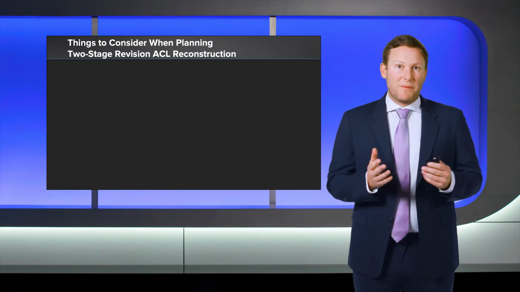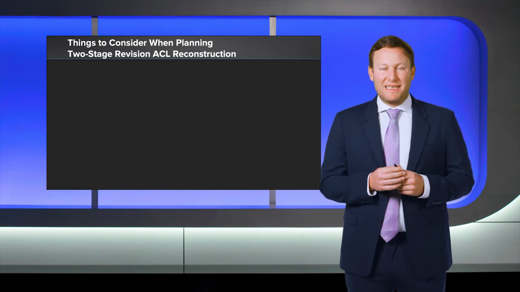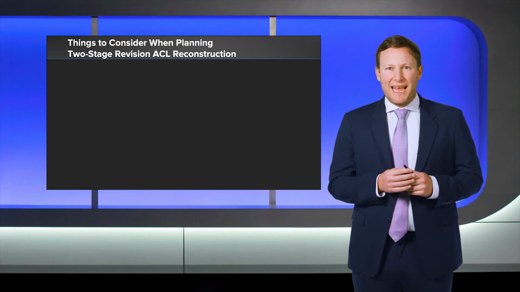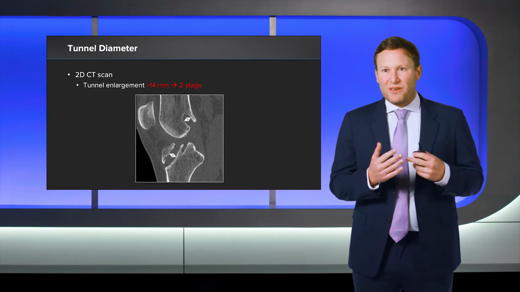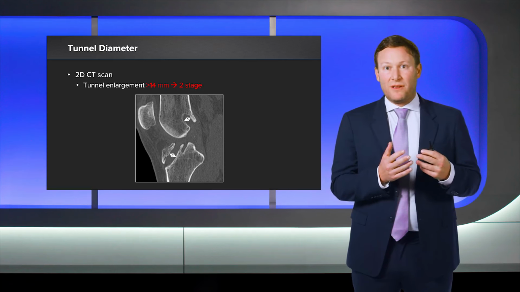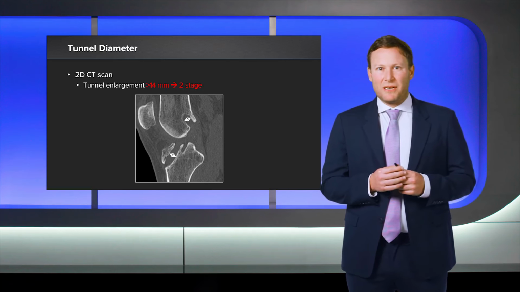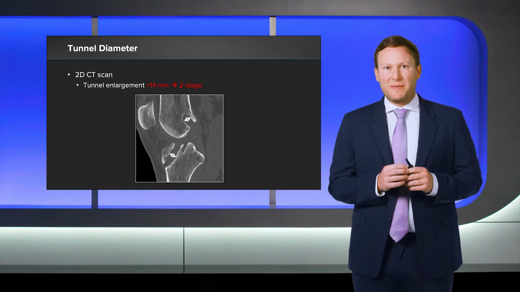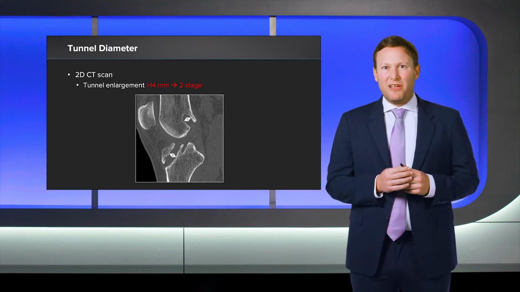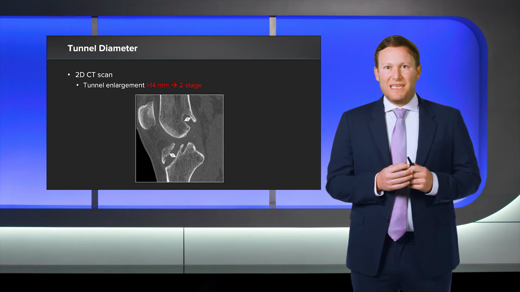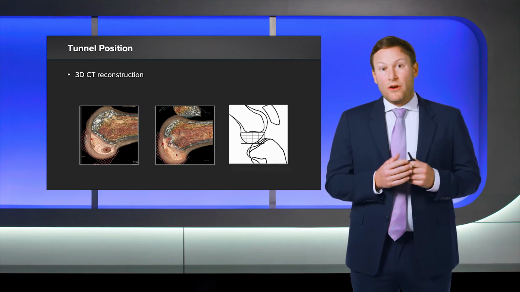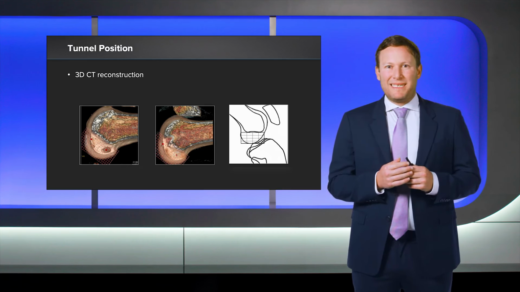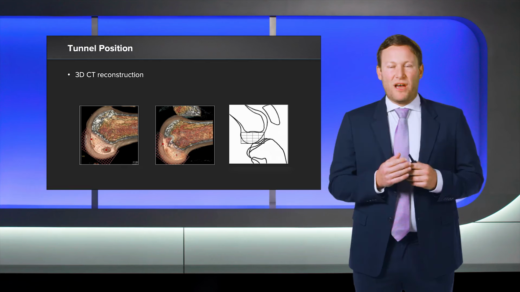Some things that I consider when planning these difficult two-stage revision ACL reconstructions. The first, as we mentioned, was thinking about tunnel and tunnel diameter and position. We use the 2D CT scans to quantify tunnel enlargement, typically using 14 millimeters as our cutoff for action. Here you can see why the 2Ds are quite useful for this purpose. We use the 3D reconstructions a bit differently. We really are looking for tunnel position.